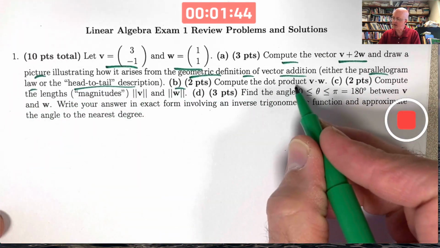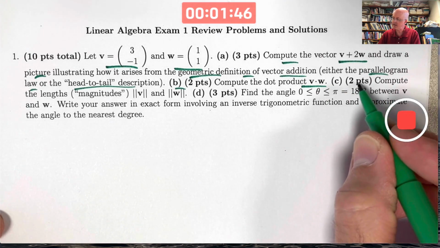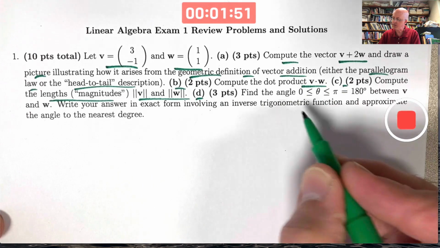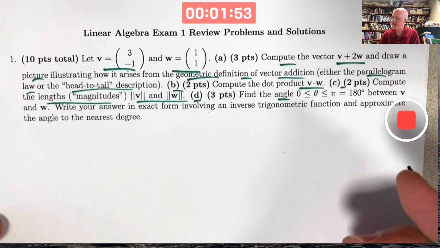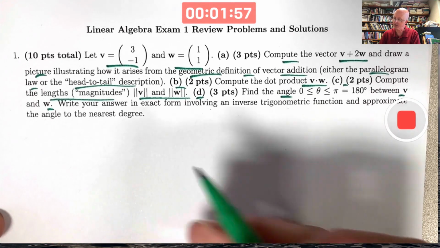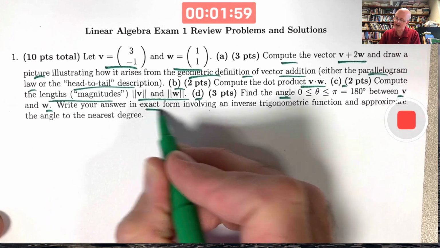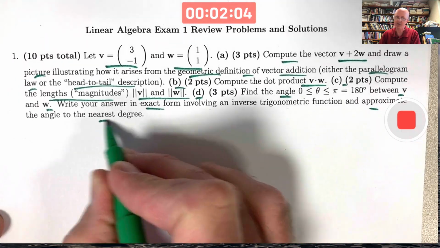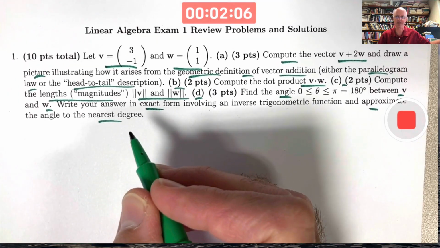Part B, we want to compute the dot product v dot w. Part C, we want to compute the magnitudes of these vectors. And in part D, we want to find the angle, taken to be between 0 and 180 degrees, between v and w, and ultimately write your answer in both an exact form involving an inverse trig function and approximate the angle to the nearest degree. So we want to do all those things, okay?